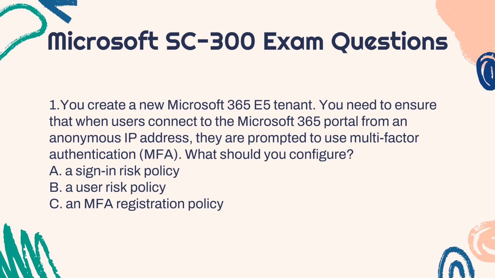1. You create a new Microsoft 365 E5 tenant. You need to ensure that when users connect to the Microsoft 365 portal from an anonymous IP address, they are prompted to use multi-factor authentication, MFA. What should you configure? A. A sign-in risk policy. B. A user risk policy. C. An MFA registration policy.